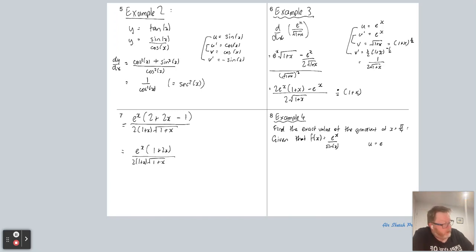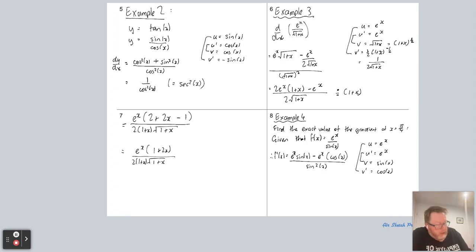We say u is equal to e to the x, therefore u dash is equal to e to the x. V equals sine of x. I haven't done much chain ruling, have I? V dash is equal to cosine of x. Okay, so therefore f dash of x is equal to, inside then outside, e to the x sine of x minus e to the x cosine of x, like so, and so all over sine of x squared. So sine squared x. Okay, that's that done.